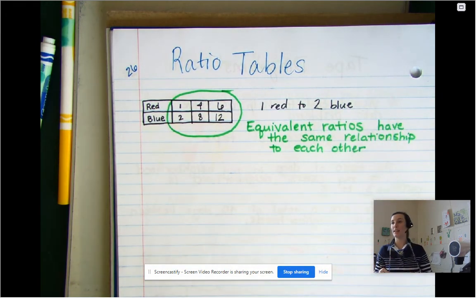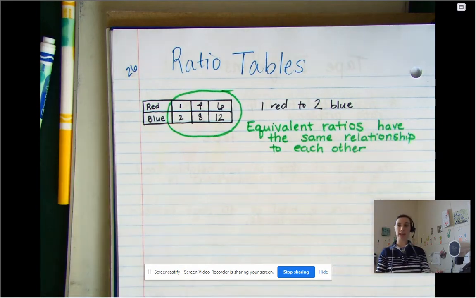Okay, this would be like saying for every $1 I save, I'm going to spend $2. Well, whether I save $10 and spend $20 or save $100 and spend $200, the relationship between my saving and my spending are the same. Even though the amounts are changing, the relationship is not changing.